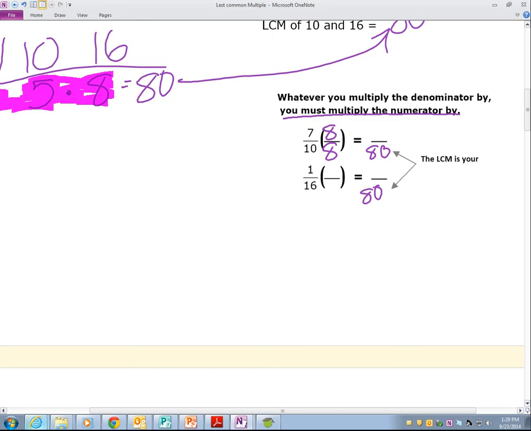So we have 7 times 8, which is 56. Now down here, what is happening to 16 to get 80? It gets multiplied by 5. So the 16 gets a 5, and the 1 wants a 5 as well. So the 5 goes here.